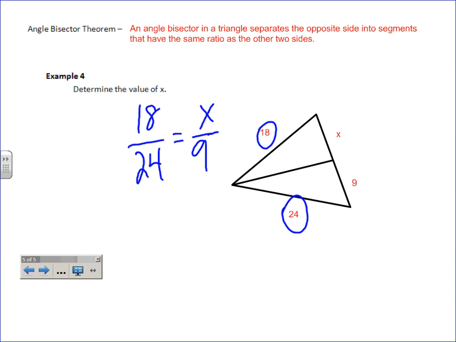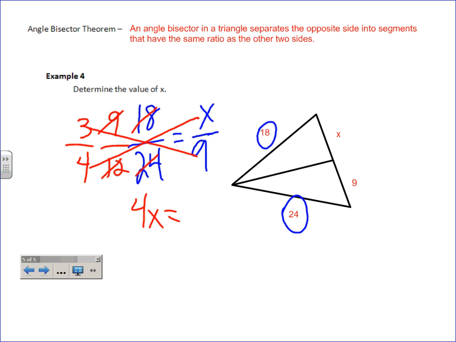Once again, let's take our time and let's reduce that 18 over 24. What can we do there? Well, we can at least take a 2 out, right? And so that becomes 9 over 12. Can we do any better? Take a 3 out, and it becomes 3 over 4. Well, that makes life a little bit easier. So now we got 4x equals 27.